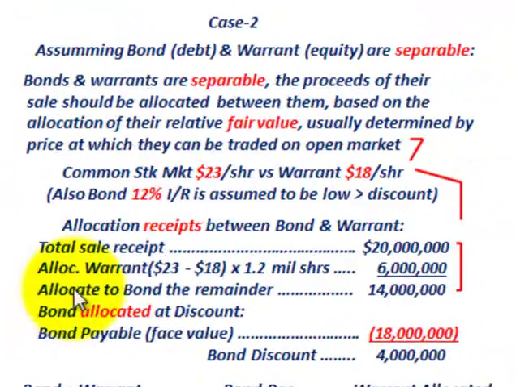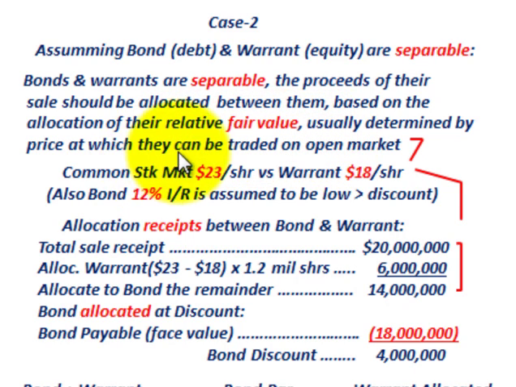Now let's move up and look at case 2. This is where we're assuming the bond, the debt, and the warrant, the equity, are separable. That is, they can be separated. Not that they are, but we're going to assume that they are separable. The proceeds of their sale should be allocated between the bond and the warrant based on the allocation of their relative fair values, and it's usually determined by the market price, since they can be traded on some open market.